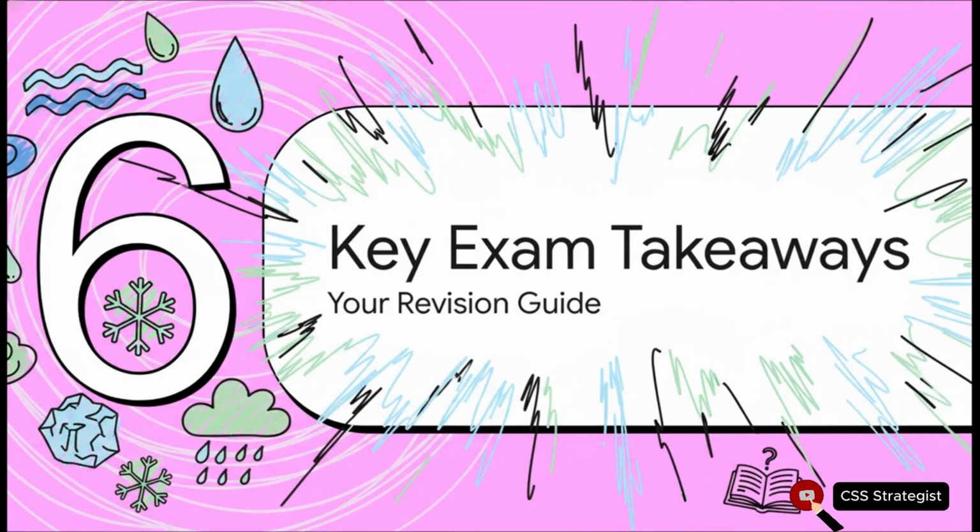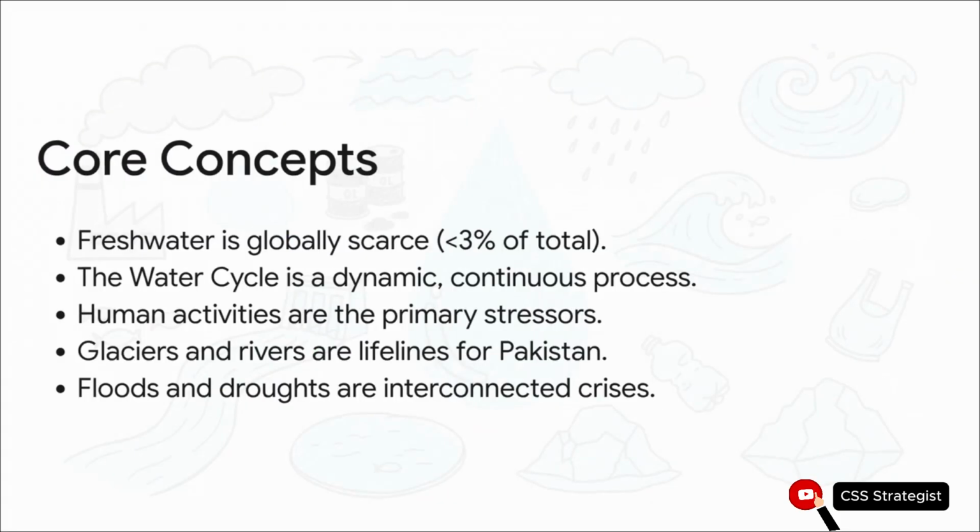Okay, let's pull this all together. Section 6, Key Exam Takeaways. These are the core concepts you absolutely need to have ready to go for your exam. Seriously, if you remember nothing else from this entire explainer, remember these 5 points. They form the analytical backbone for any question you'll get on the hydrosphere. Start with scarcity, explain the process, analyze the human impact, apply it directly to Pakistan, and then show how the resulting crises like floods and droughts are all interconnected.